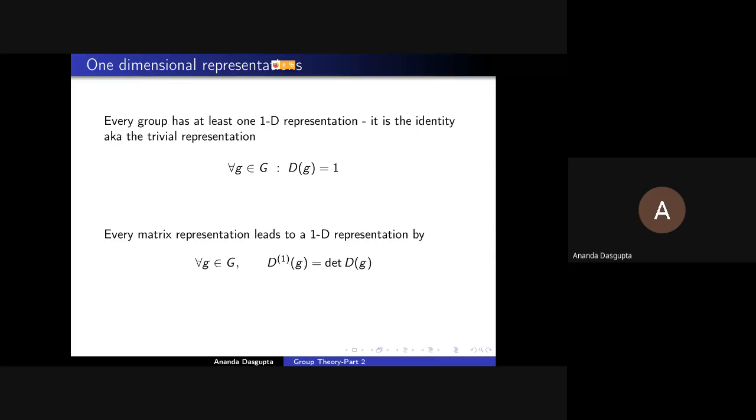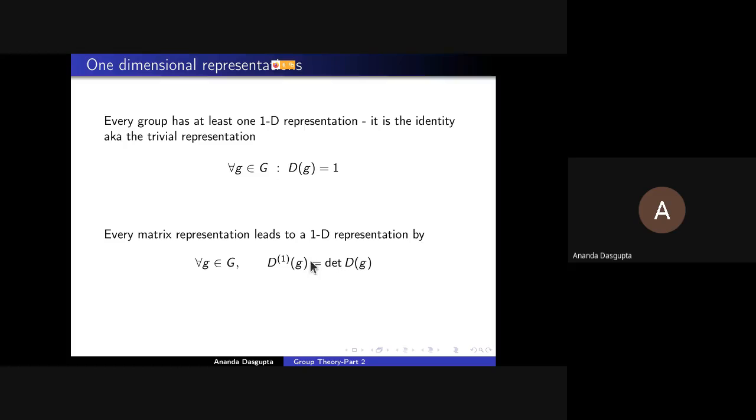Now, if you have a matrix representation, the size of the matrix, of course, will depend on the dimensionality of your space. So if you are in an n-dimensional vector space, you'll get an n by n matrix. But every matrix representation will give rise to a 1D representation automatically, just by doing this. Take your DG matrix, which is an n by n matrix, and find its determinant. And that will give you a one-dimensional representation.